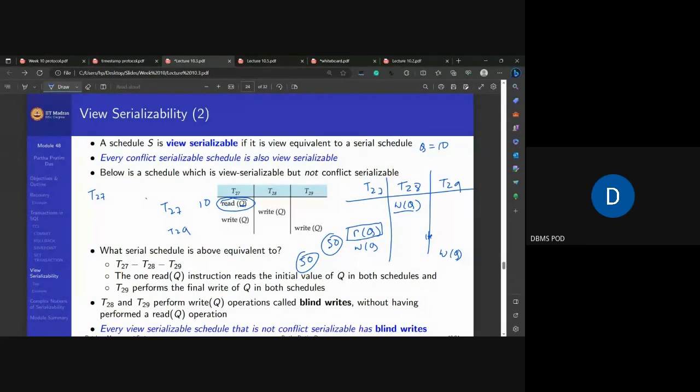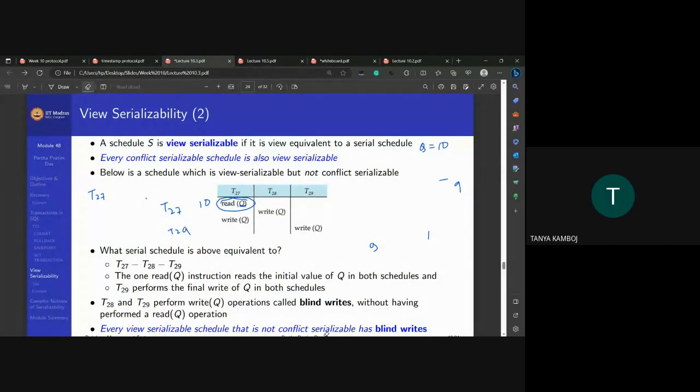So I hope you got it. Now if you see this transaction, T27, T28, and T29: read Q, then write Q, then also write Q. The initial read will read whatever the actual value is, so it will read 10. The final value will be whatever we write last. So we can say this is view serializable.